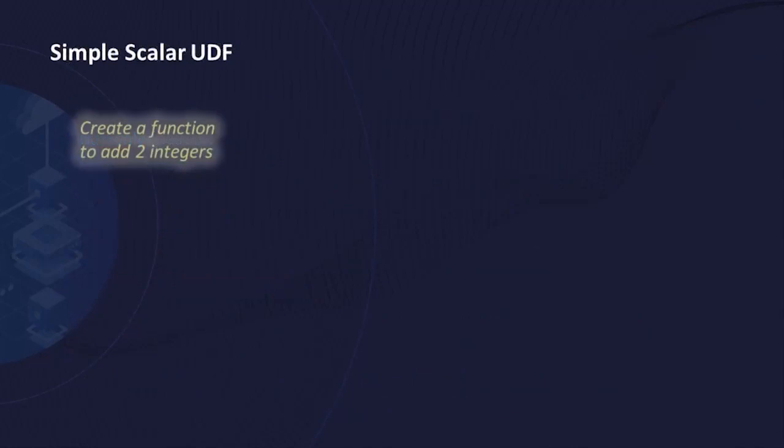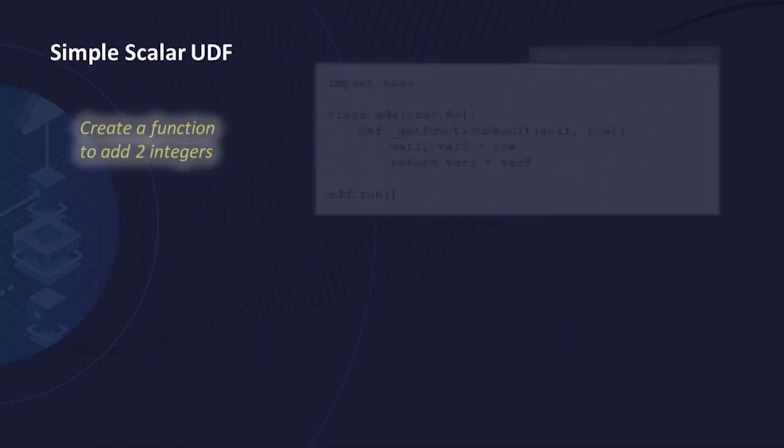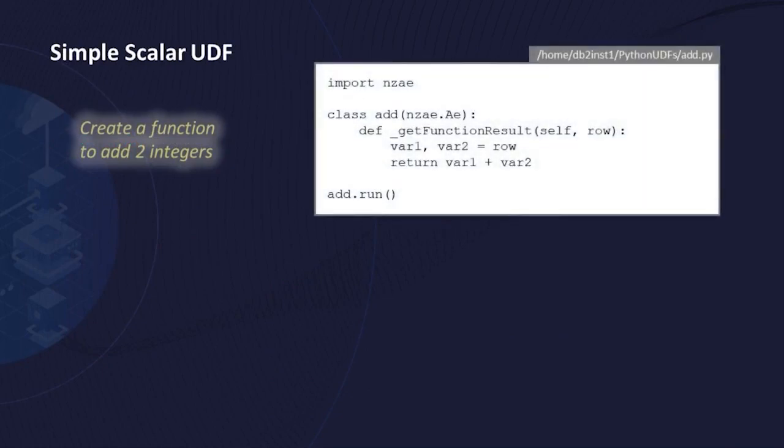Let's start with a really simple example, a function that adds two integers together and returns the result. Here's the source code for it. Every Python function must import the nzae module and have a class derived from the nzae.ae class. The main code is driven from the getFunctionResult method, and it's initiated by the run method against the class, as shown at the bottom. The input parameters are passed as a list into it, and you can pull the individual parameters out of it as needed.